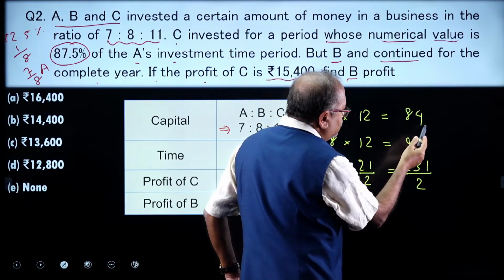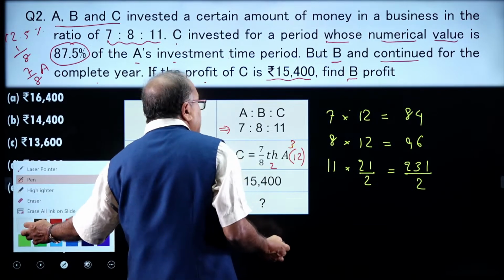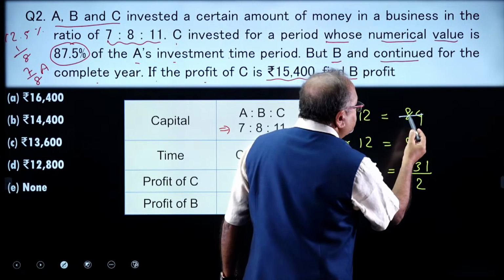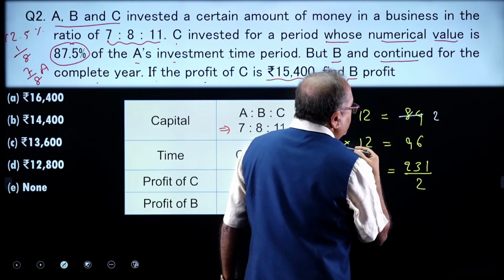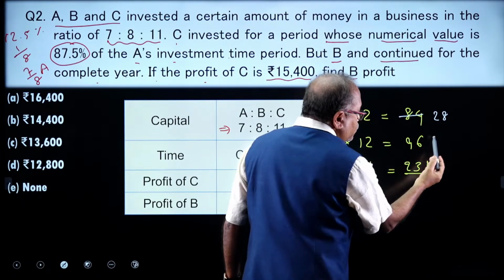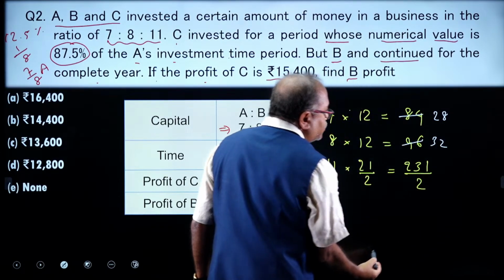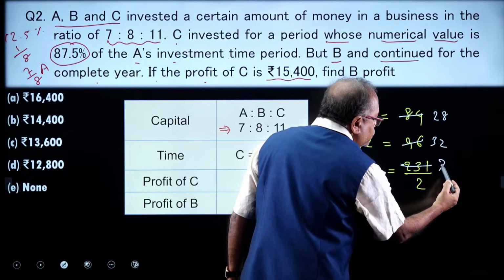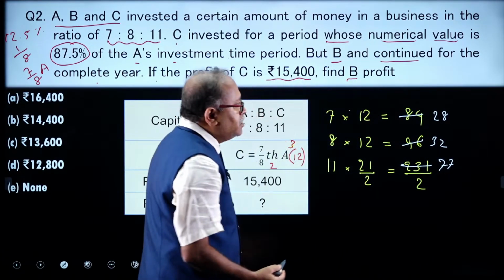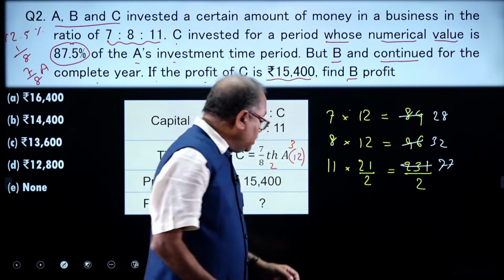All these numbers are getting cancelled by 3, so cancel it and reduce the values. 3 × 28 is 84, 3 × 32 is 96, and with 3, 11 × 21 cancels to 11 × 7. Am I right? So multiply these numbers by 2 and you are getting the ratio.